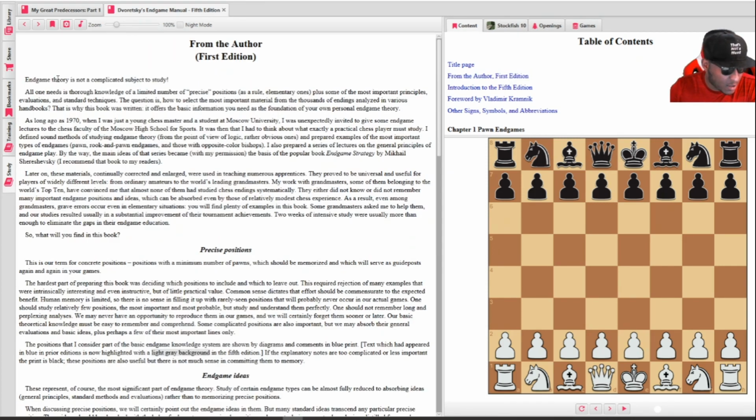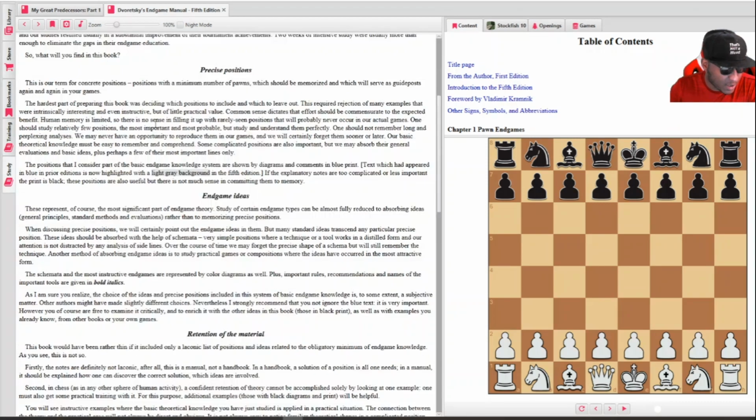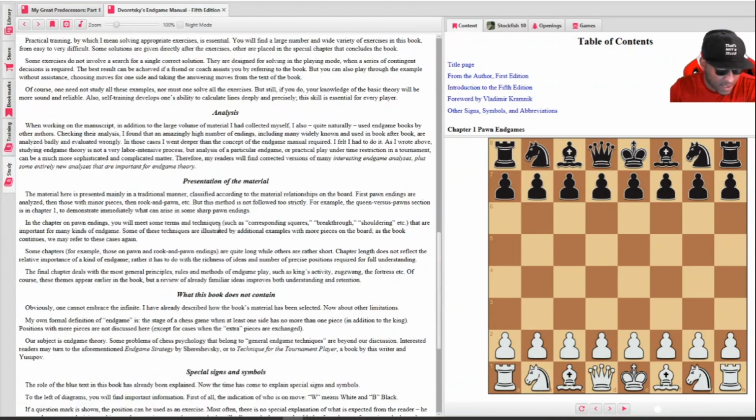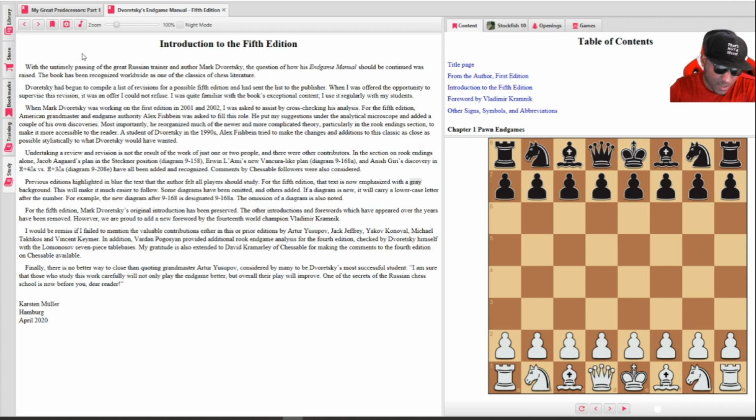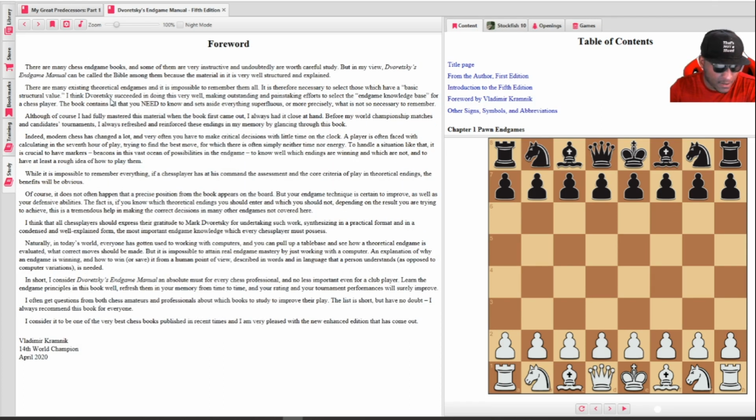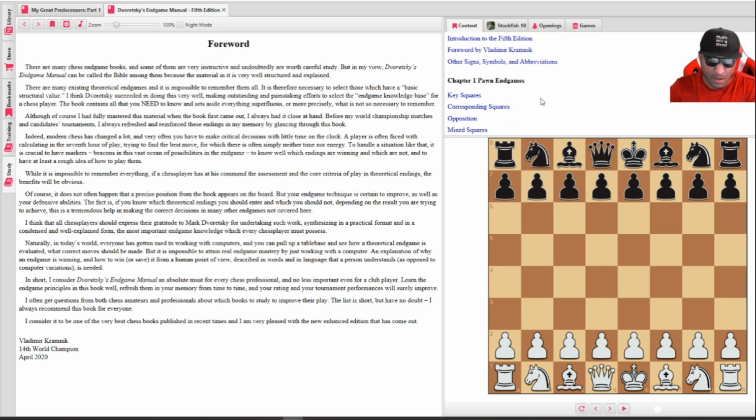This is just the title page from the author, 1st edition. We're not going to read all of this. They're just talking about in-game ideas and the author's 1st edition. This one's the 5th edition, so they're basically saying, thank you, this is the 5th edition. Here's a foreword by Kramnik. I'm actually going to read this in the off time, not here, guys, because this is extremely long. But when you get the book, you can read the foreword here. So let's get right into it.